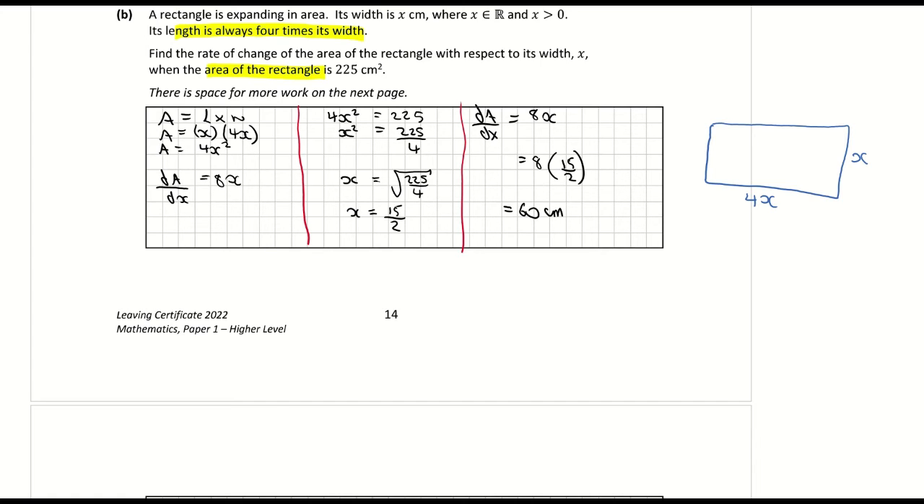What's it asking? Find the rate of change of the area of the rectangle. Yeah, so that would be 60 centimeters squared. That's the change in the area with respect to the sides, which are in centimeters. So maybe something like that, 60 centimeters squared per centimeter.